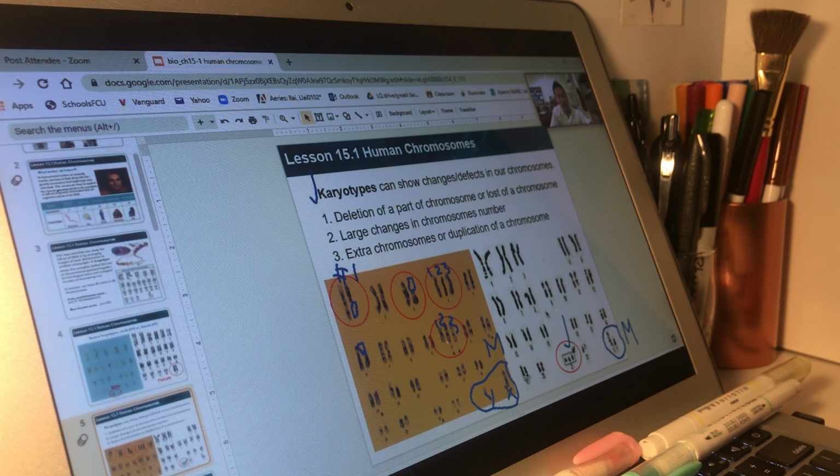So, for example, right here, this male has 3 pieces on chromosome number 21. You guys see that? This baby will have Down syndrome, okay? This baby will have Down syndrome.